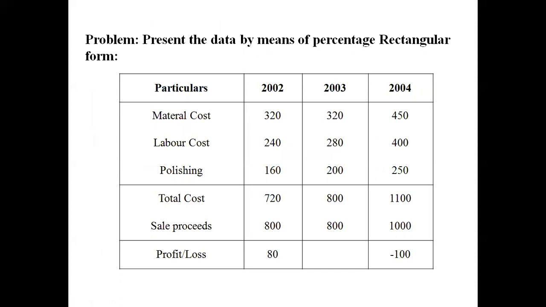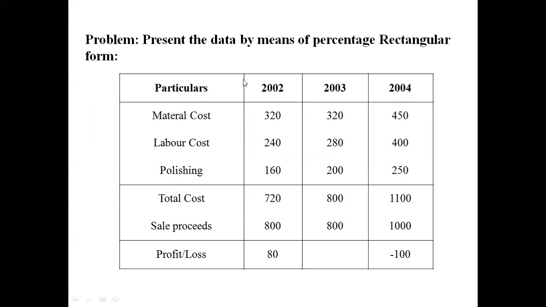Again, here also we have to show the profit or loss. In family expenditure, we get deficit or loss, but in case of trading or business, we get a profit or loss. How is it to be shown here? That is based on the expenditure of the production that is given: material cost, labor cost, and polishing. So here, present the data by means of percentage rectangular form.